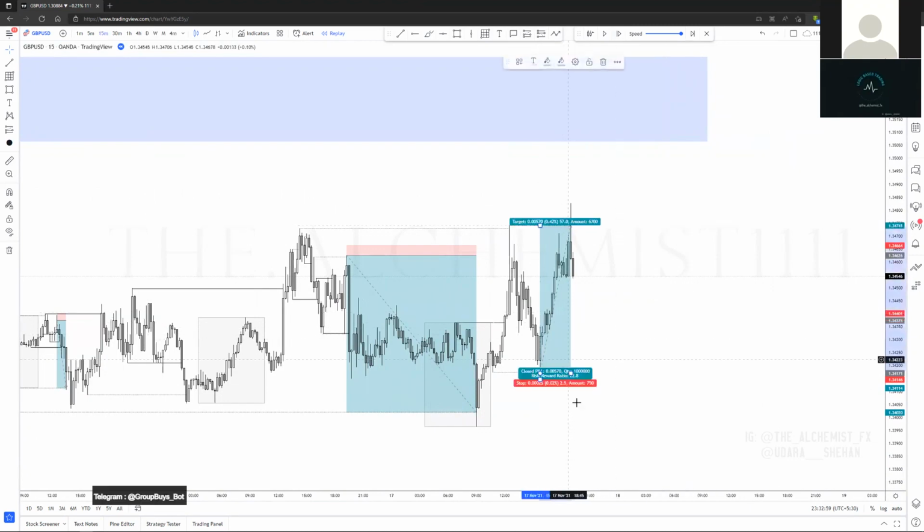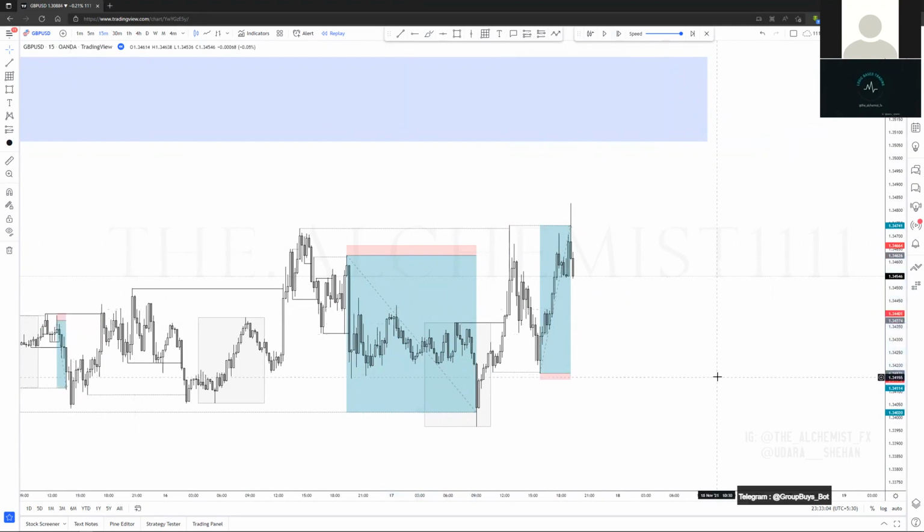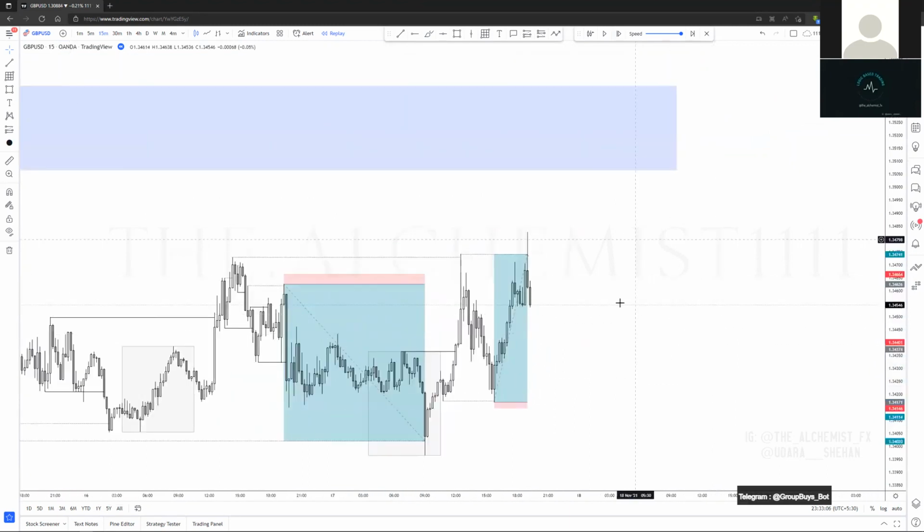Even with the lower time frame, see only 2.5 pip stop losses, 3.8 pips, 2.7 pips. Not bad, right? Not bad at all.